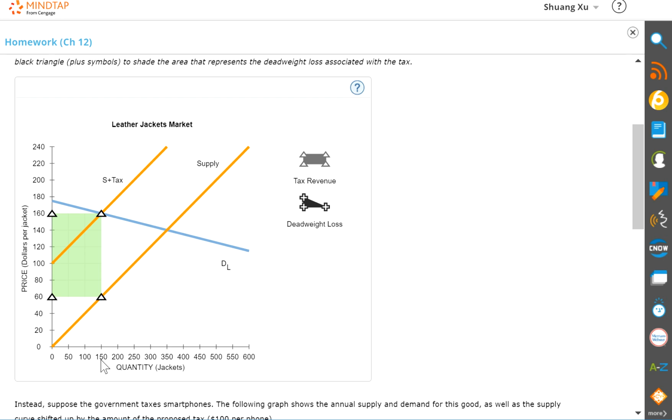And then to find the price for buyers, at this quantity 150, go up to your old demand curve. That price is 160. That's the price for buyers. And for the price for sellers, everything is happening at the same quantity, 150, so from 150 go up to your old supply curve, that's the price for sellers. So the price for buyers is on the old demand curve, the price for sellers on the old supply curve, and this area here is our tax revenue.